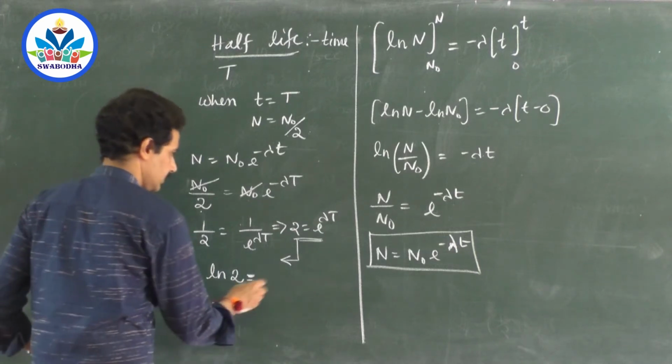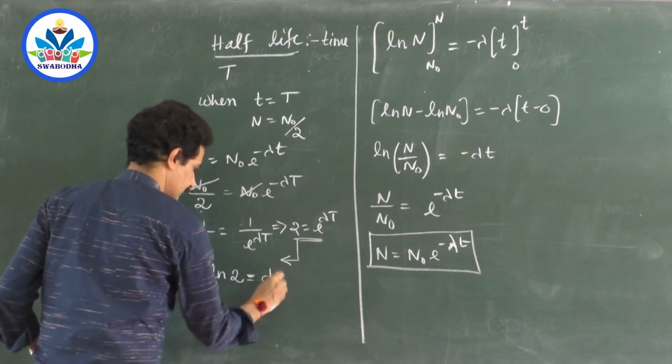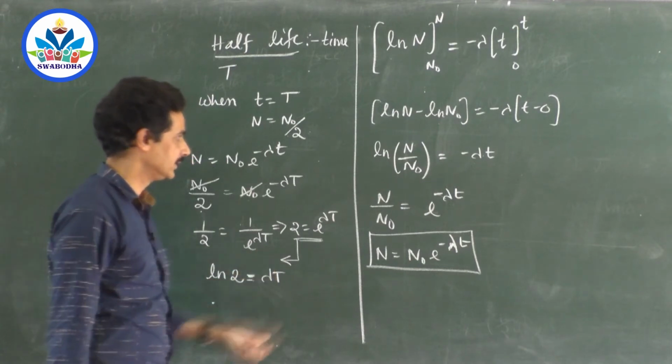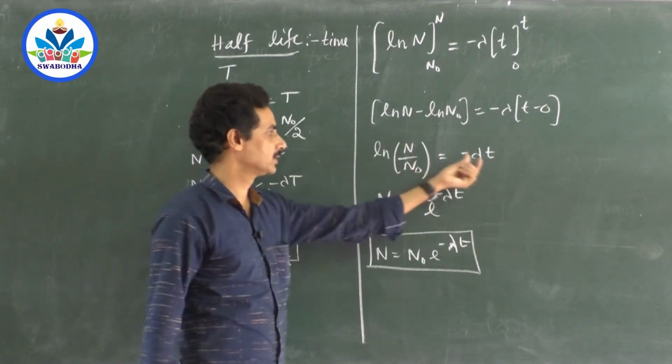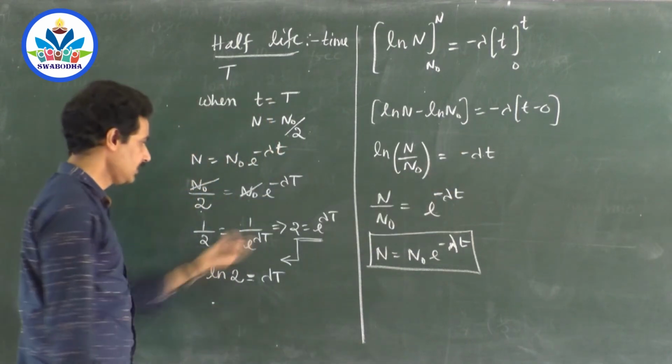ln 2 is equal to, not e to the power lambda t, just lambda t, isn't it? Right? If you bring ln here, 2 is equal to e to the power lambda t. That's what we did here: ln N by N naught is equal to minus lambda t. So what is N by N naught? e to the power minus lambda t. So ln 2 is equal to lambda t.